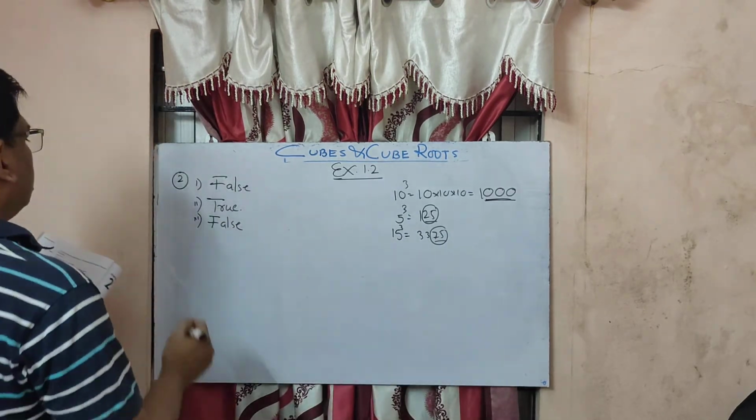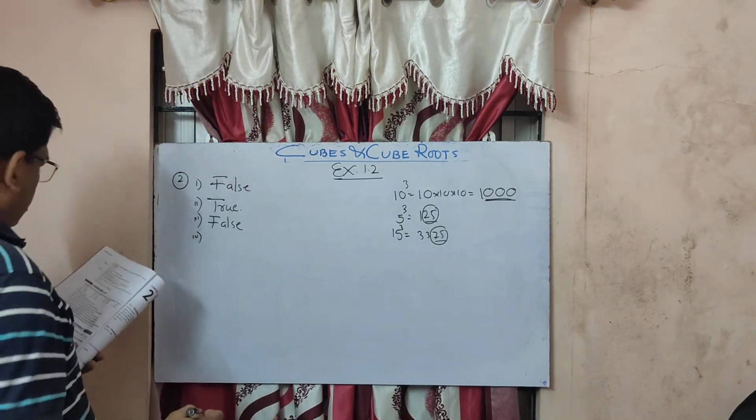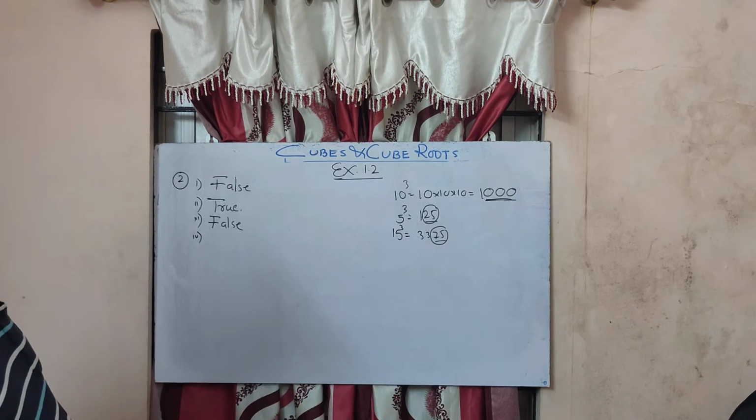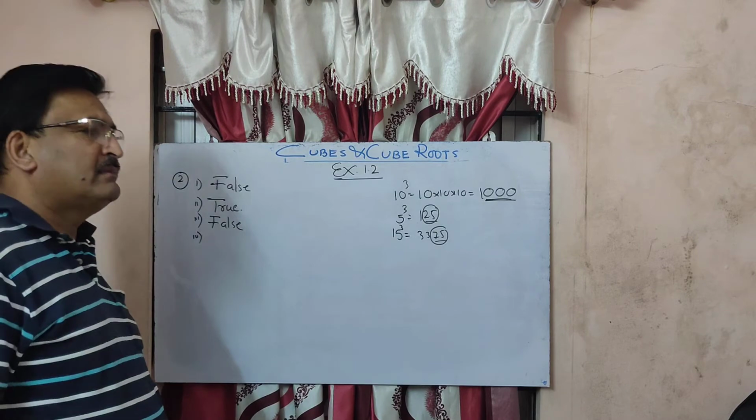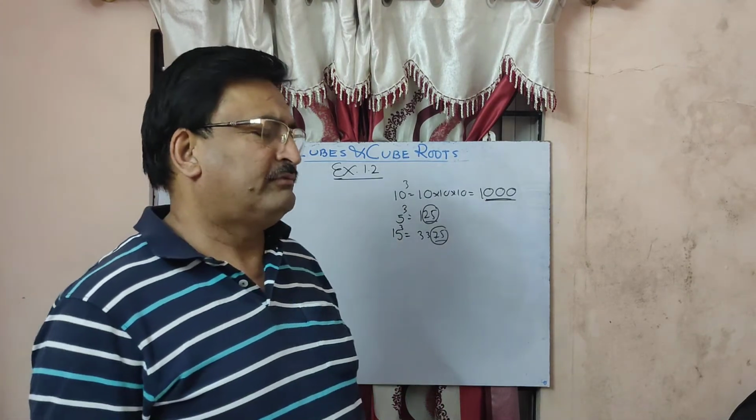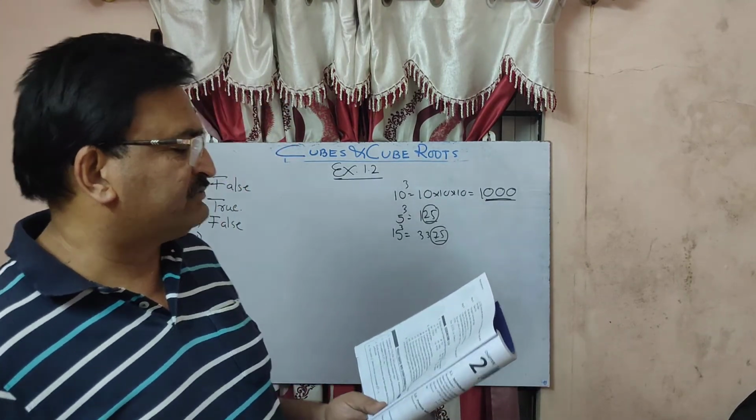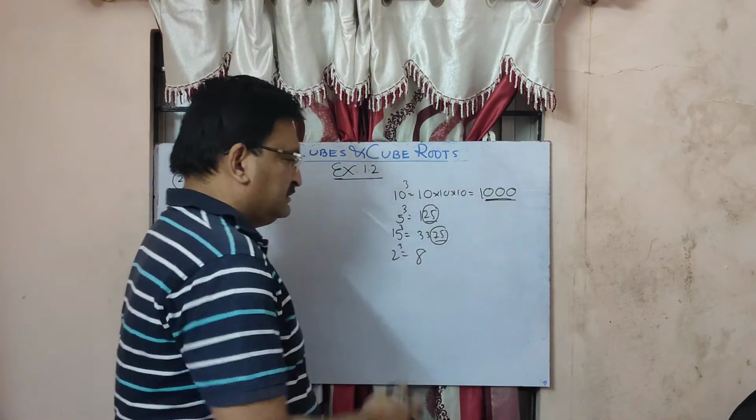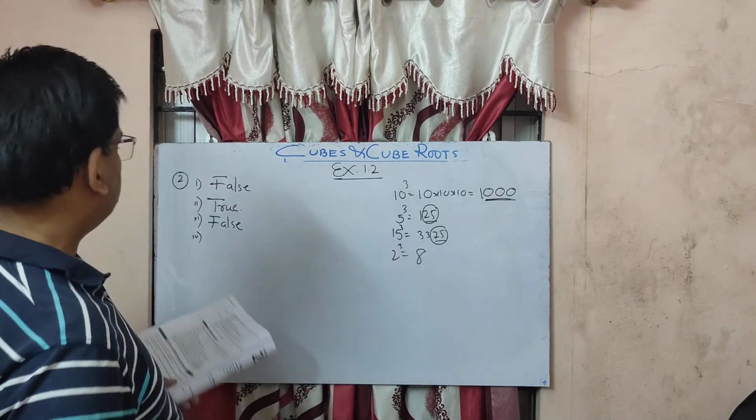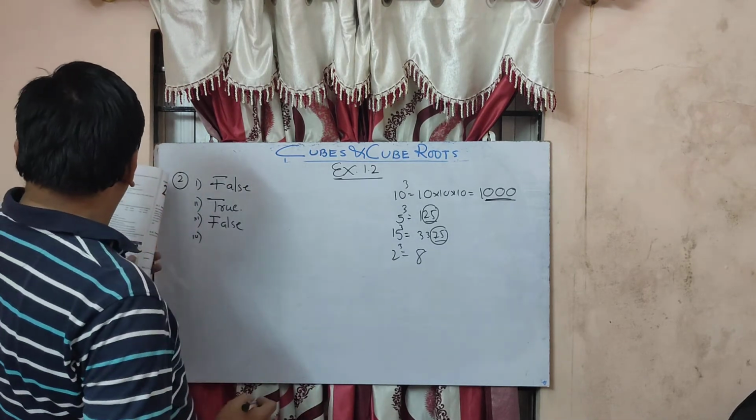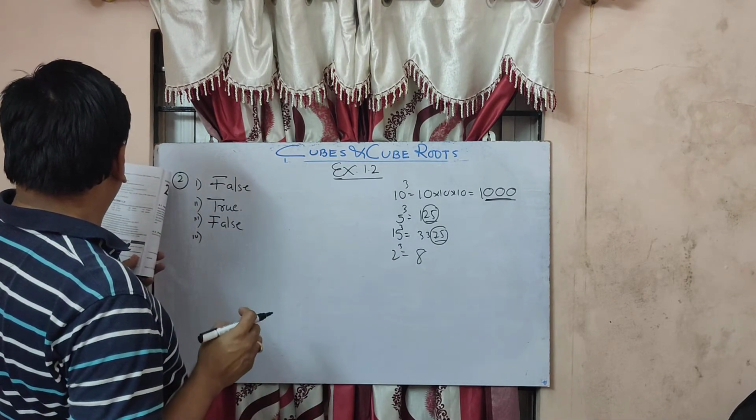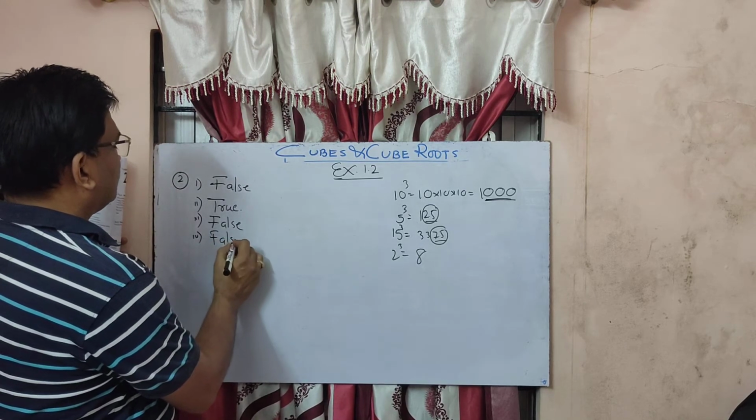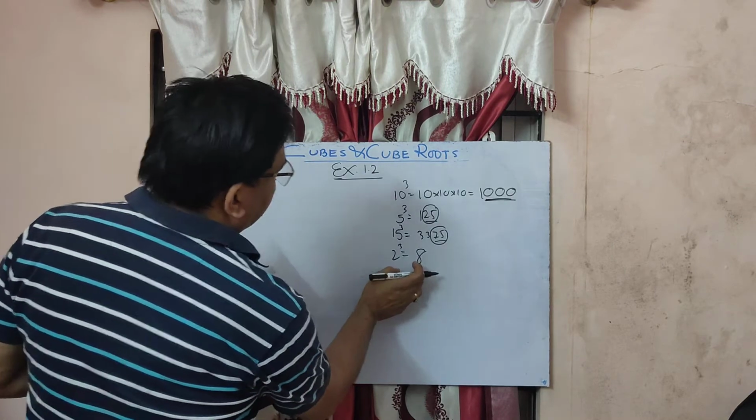Now the fourth question. There is no perfect cube which ends with 8. You know 2 cubed is 8, which ends with 8. So the statement, there is no perfect cube which ends with 8, is also false. Yes, there is a number whose cube ends with 8.